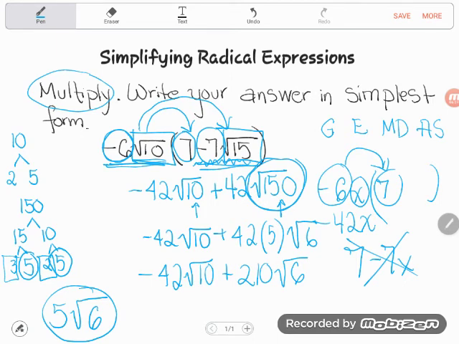And again, I'm stuck now. There's nothing I can do. I can't simplify the square root of 10. It has no repeated factors. I can't simplify the square root of 6. It has no repeated factors. And I cannot do this addition because these are not the same kind of thing. I'm done. This is simplified.